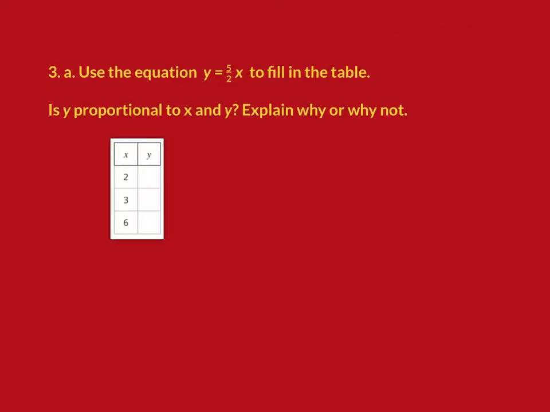Okay, the next one that we have is they've given us an equation to use to fill in the table. And then it asks us if y is proportional to x, and then we have to explain. So the equation that they've given us is y is equal to 5/2 x. So remember, what that means is that when we have x here, we've got 5/2 x here, and 5/2 x is equal to y.